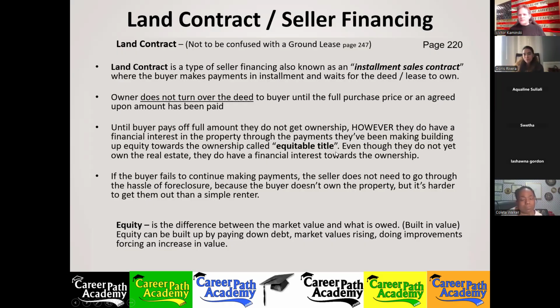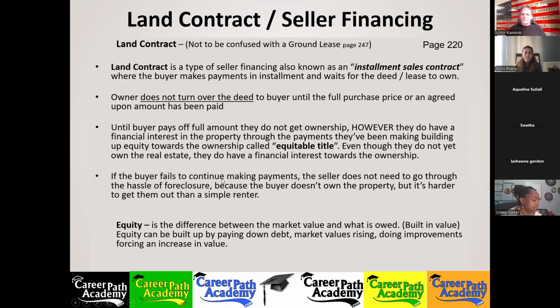We know the word title means ownership. Equity is built-in value. So it's the built-in value you have towards the ownership through those periodic payments you've been making. So even though you don't own the real estate, you do have a financial interest towards the ownership of the real estate. That's what equitable title is.